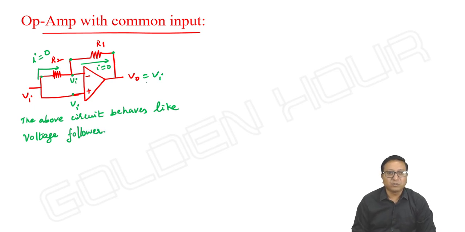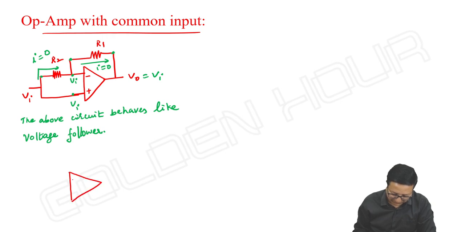Here the output is independent of R1 and R2. Whatever the values of R1 and R2, we need not bother. This is how simply we can write the output. Instead of the regular method, nodal analysis, this is the easiest way to find the output.